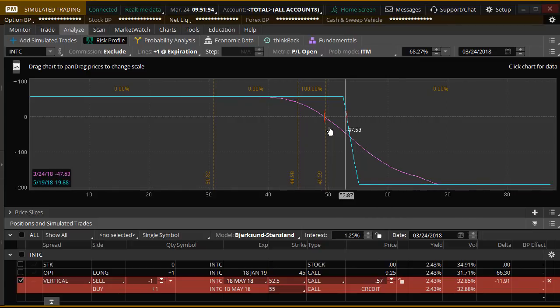Okay, because if we look across here, our max profit is here, $57. Our max loss is here, $193. Now, how do we get there? Well, we're $2.50 wide. Notice we're buying the 52.5. We're selling the 55. So we're $2.50 wide, 250 minus what we collected, 57 cents.